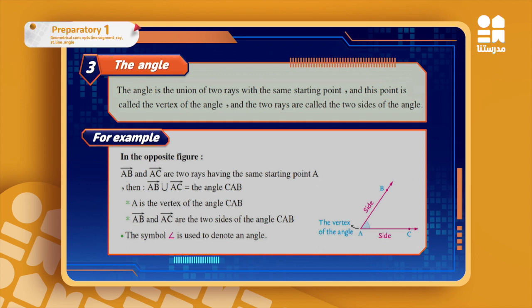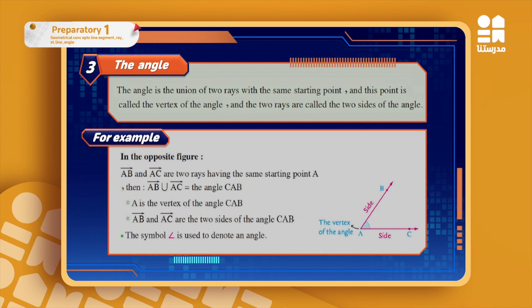So, in the opposite figure, ray AB and ray AC are two rays having the same starting point, which is A. And this A is called the vertex. Why? Because they both meet at this point. Then, ray AB union ray AC gives us the angle CAB. A is the vertex of the angle CAB because A is in the middle, and ray AB and ray AC are the two sides of the angle CAB.